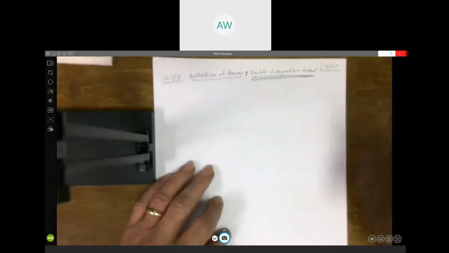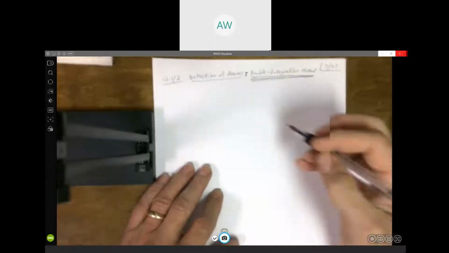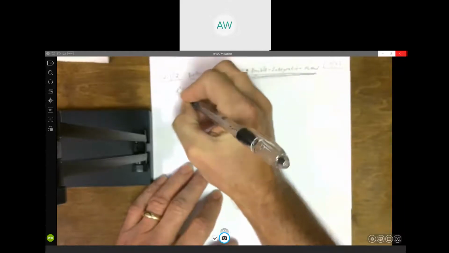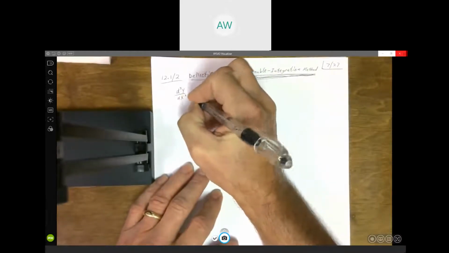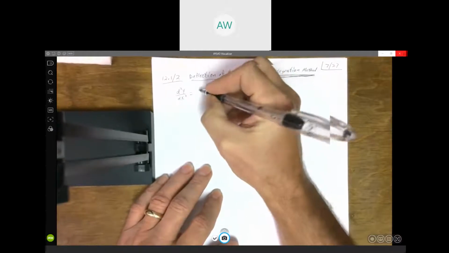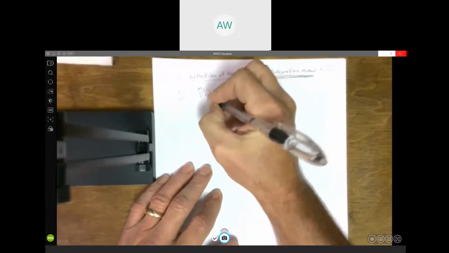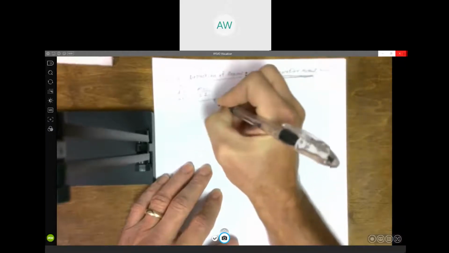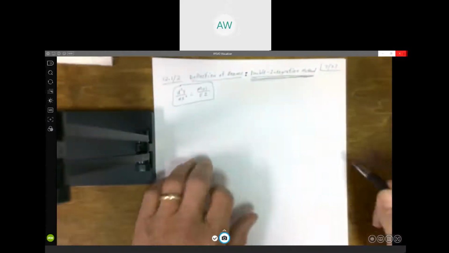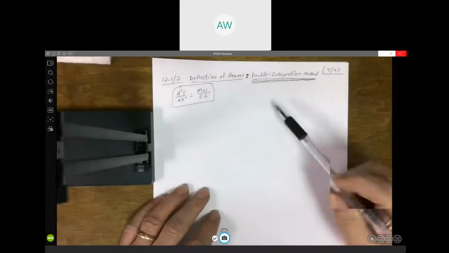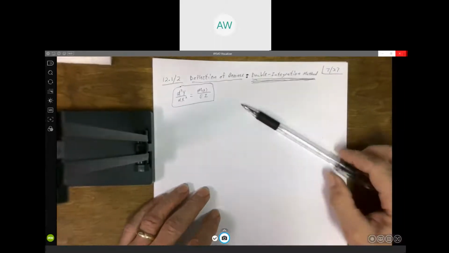We got to this relationship on Friday. We saw that the second derivative of y with respect to x was equal to our moment function divided by EI. And so we're going to talk about this a little bit in general, and then we'll discuss how we're going to go about solving this.